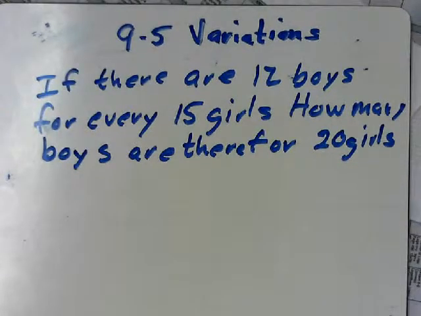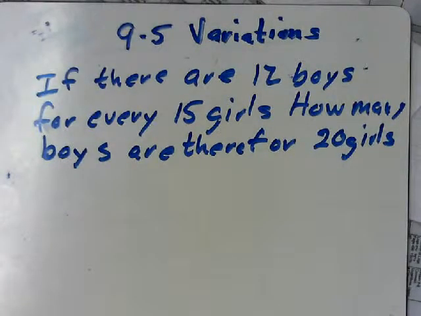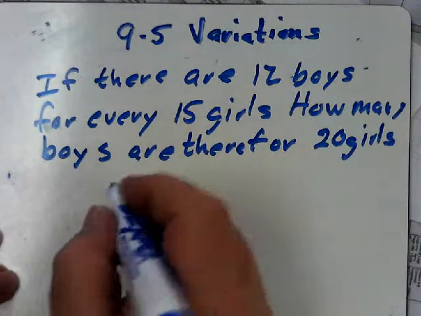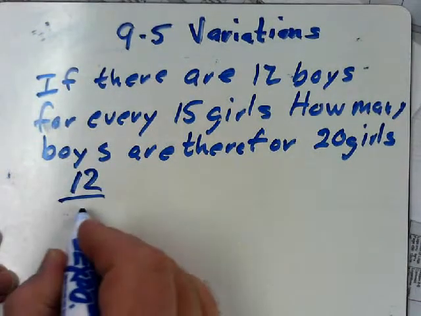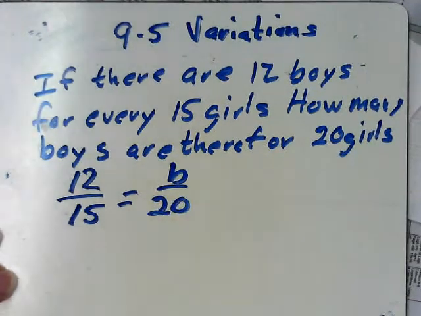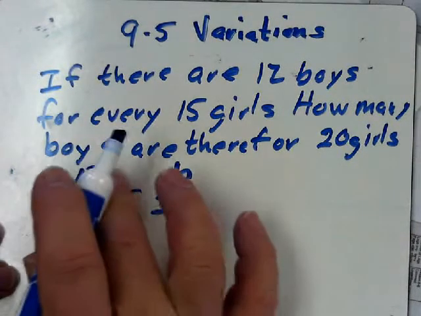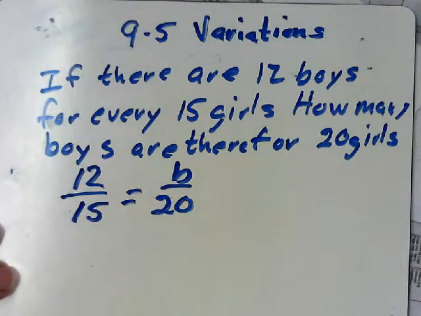Direct variation means, in this case, as the number of girls goes up, what should happen with the boys? They should go up too. Does that make sense? As the number of girls went down, what should happen to the boys? They go down also. You used to set that up as, I'm going to put the number of boys over girls equals the number of boys over girls. That is one form of a direct variation. Could I have put girls over boys and girls over boys? Absolutely.